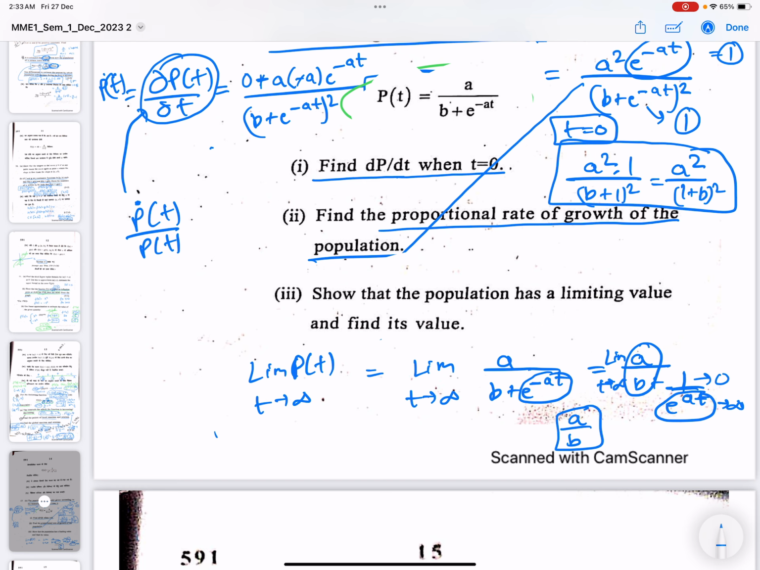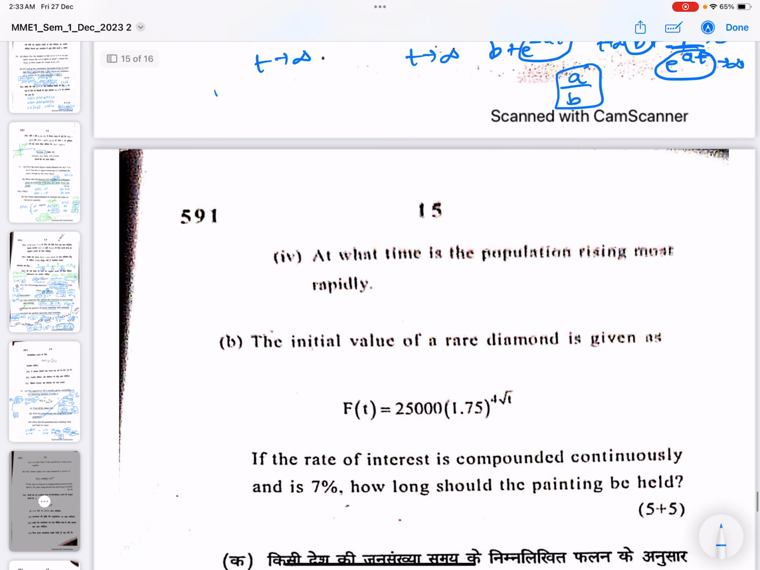Okay, now at what time is the population rising most rapidly?